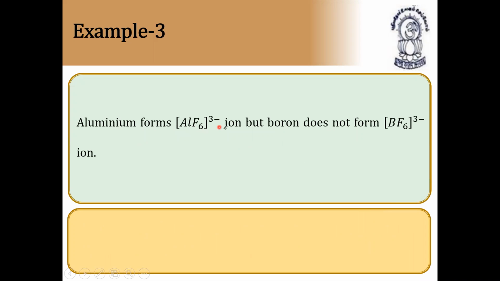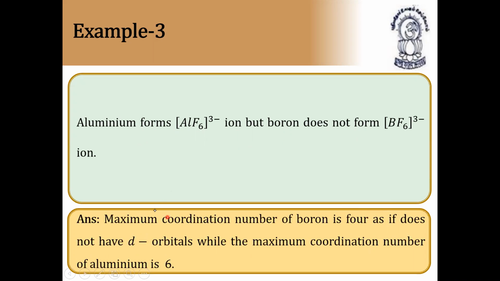Aluminum forms the AlF6 3- ion, but boron does not form BF6 3-. This is due to the non-availability of d orbitals. The maximum coordination number of boron is 4 as it does not contain d orbitals. The maximum covalency of boron is 4 only; covalency and coordination number are both the same. The maximum coordination number of aluminum is 6 because it contains empty d orbitals. Aluminum can expand its octet because it contains empty d orbitals.